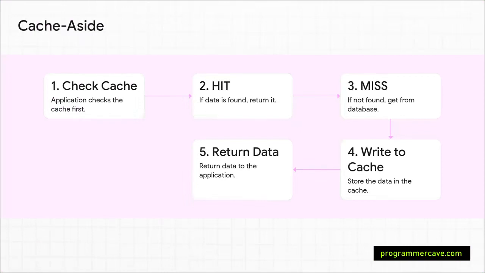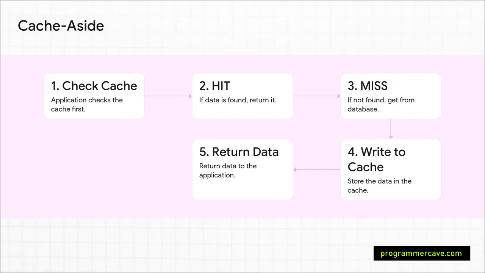Let's start with the one you're going to see most often in the wild, cache aside. With this pattern, your application code is the boss. First, it checks the cache. Is the data there? Great, that's a cache hit. We just return it and we're done. But if it's not there, what we call a cache miss, then the application itself has to do the work. It goes to the database, gets the data, puts a copy into the cache for the next time, and then returns it to the user.